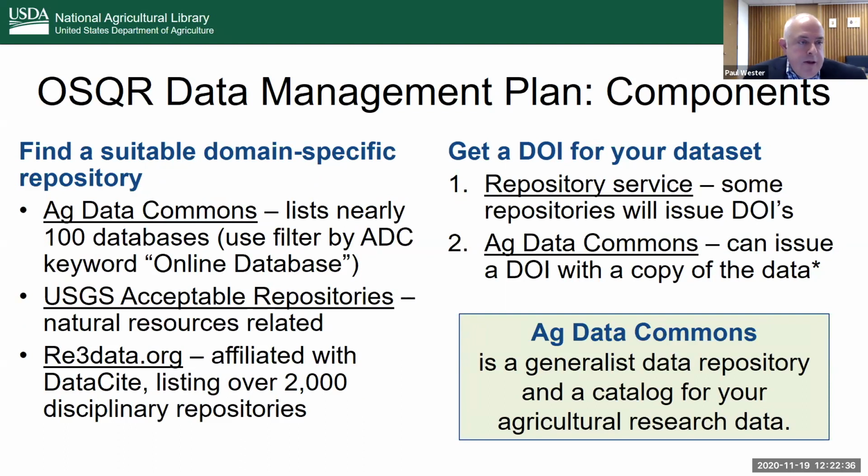So as I mentioned in the previous slide, there are different components to the data management plan as part of the OSCR process. One of the main things that you need to do within the data management plan is identify a suitable domain-specific repository. And there's some direction on how that can be done through Ag Data Commons. The USGS has a list of acceptable repositories in the natural resources area that we can point you to.